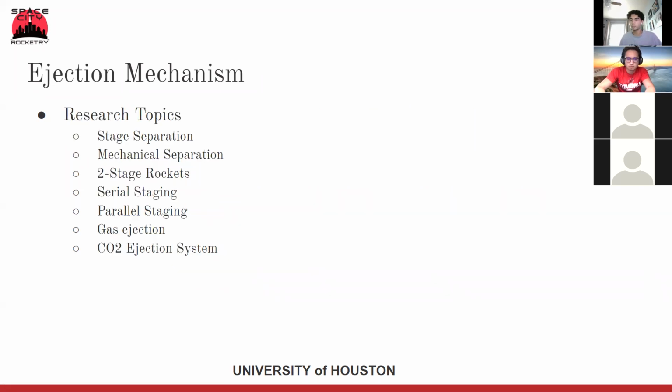Here are some research topics that I thought would be really helpful for your designs: stage separation, mechanical separation, two-stage rockets, serial staging, parallel staging, gas ejection, CO2 ejection systems. All of these might not show a design that we can actually use for Zenith, but they can help you come up with your own design that might actually work.